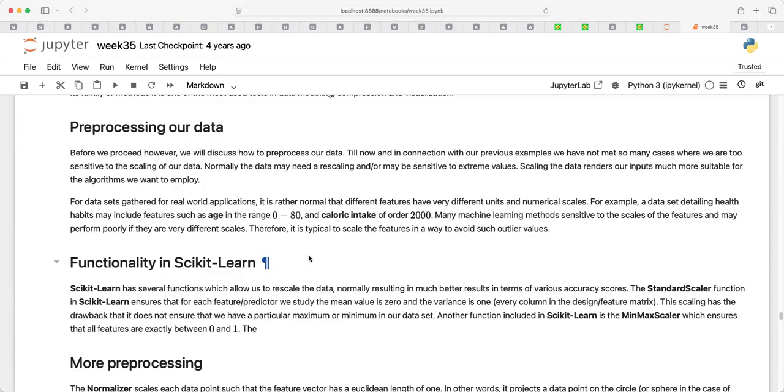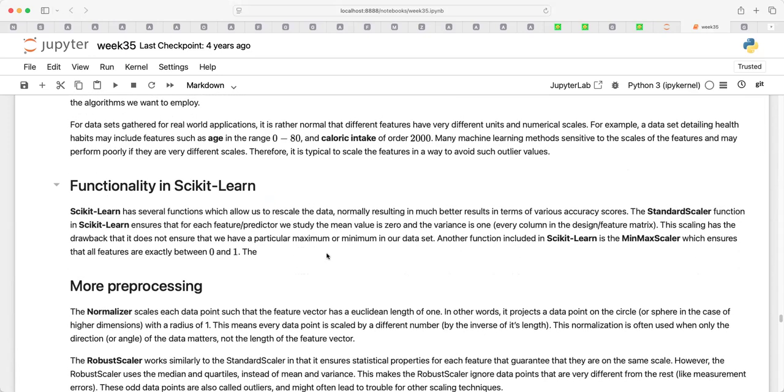So the most common one, and scikit-learn has all this baked in for you, is called the standard scaler, which actually subtracts the mean in each column of the design matrix. It has the drawback that it does not ensure that we have a particular maximum or minimum. There's another function which is called min-max scaler, which ensures that all the features are between 0 and 1.